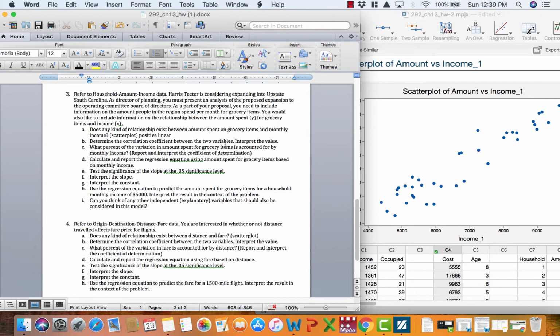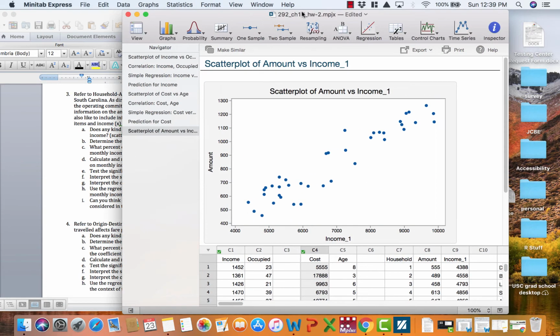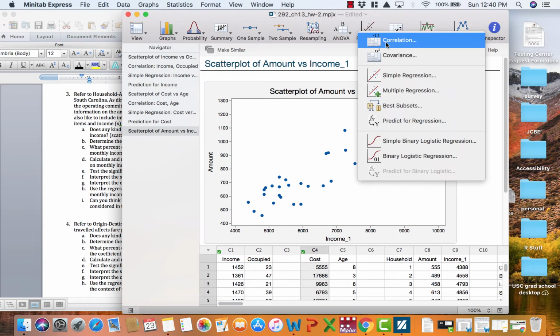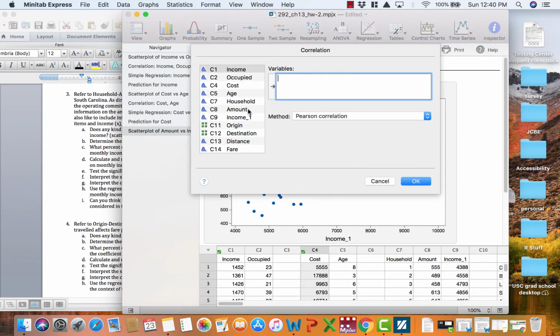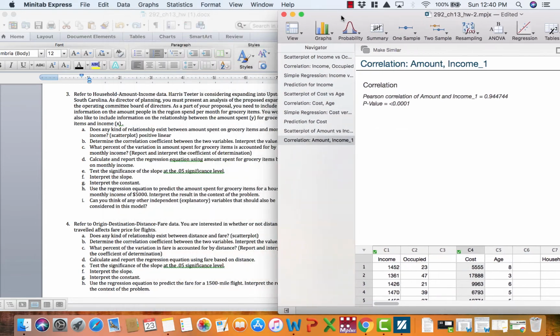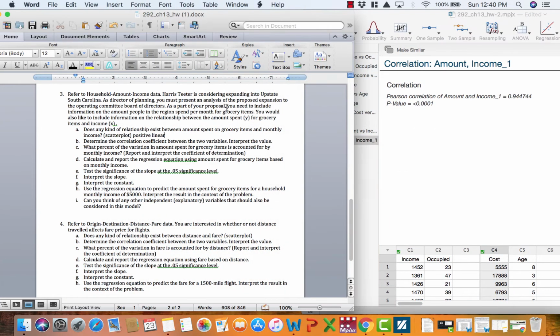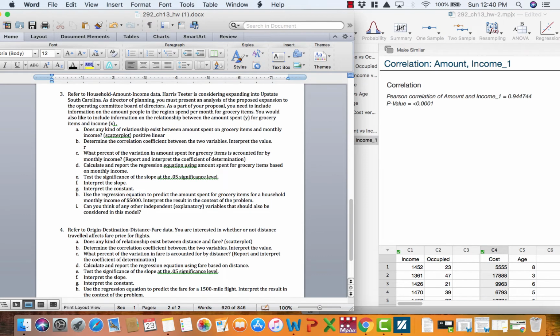All right, determine the correlation coefficient. So we go into regression and correlation, put in amount and income. And we see that R equals 0.944744, which is a strong positive linear relationship.